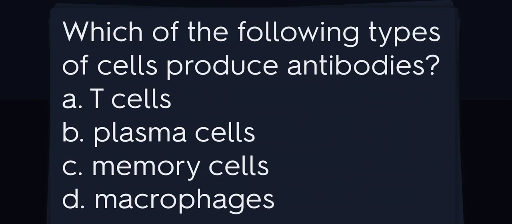Which of the following types of cells produce antibodies? A. T cells. B. Plasma cells. C. Memory cells. D. Macrophages. B. Plasma cells.